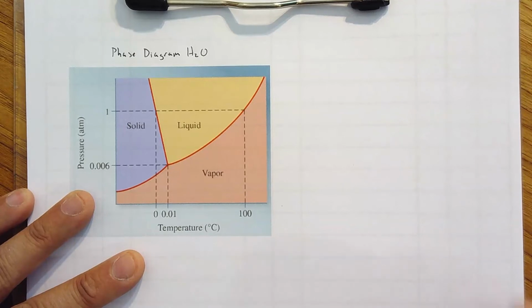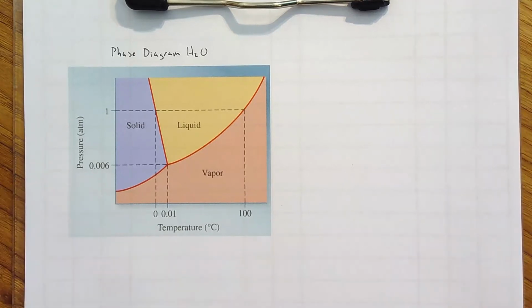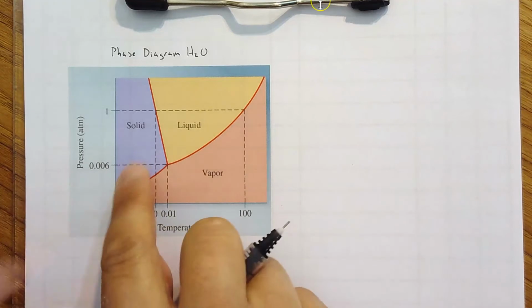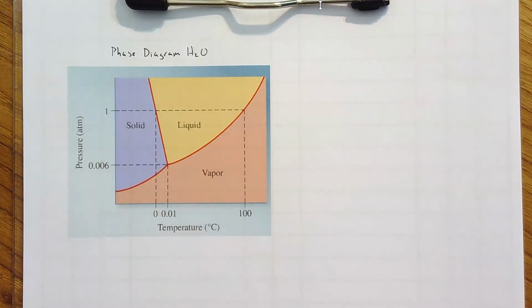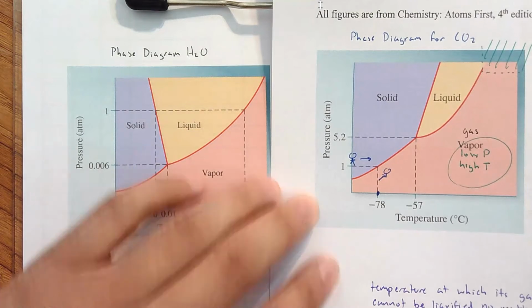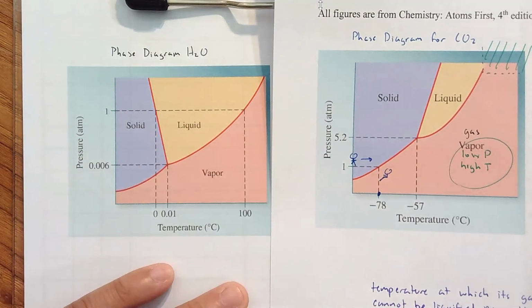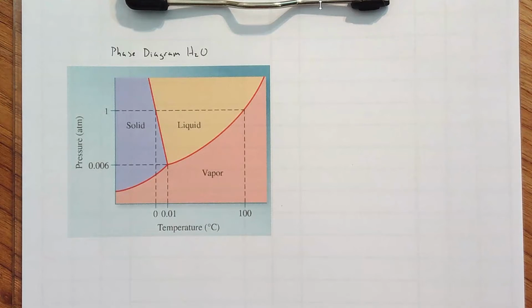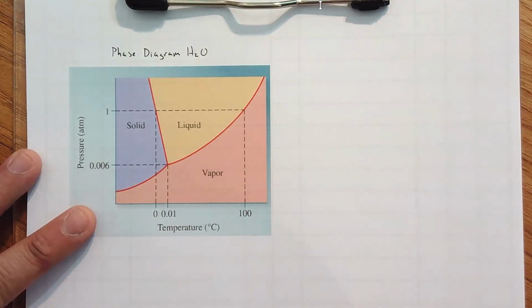Okay. We're going to try to extract as much information as we can from this phase diagram of H2O. The solid, liquid, and vapor areas are still very similar to what we saw with carbon dioxide, so side by side, okay. But there are a couple of things that we can take from this diagram for H2O, and we're going to see some numbers that are very familiar to us.